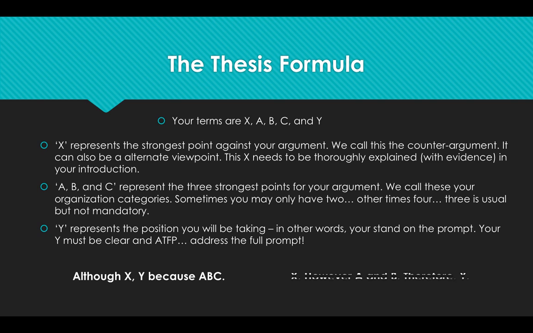And this can come about in 2 different ways. You can plug into this formula: Although X, Y because A, B, C. So the counter argument stands alone. Or: However, A and B, so in this one it uses two specific points for your argument, or two topics. And then therefore, Y. So let's take a look at how that actually comes to be, and it'll make a little bit more sense when you see it in play.